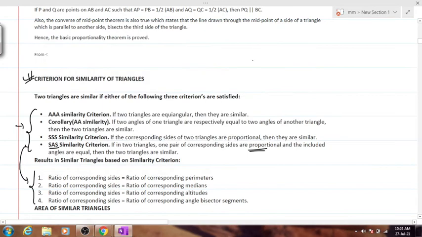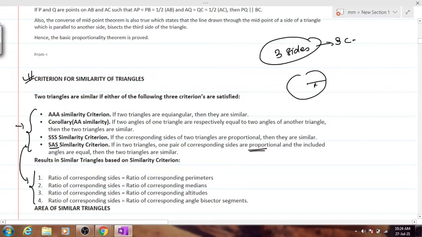I'll record this thing. See, in triangles we have three sides. Clear? That is why we require three criteria to prove the congruency or the similarity. But in a circle, what do we have? We have only one thing, which is radius 1, let's say, and radius 2. Nothing else is required to draw a circle. Now don't say, sir, we require a compass also to draw a circle. That is not a criterion.